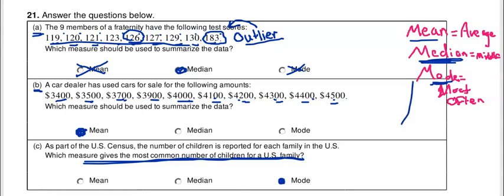So in this situation, the mode, or the one that happens most often, is exactly what they're asking for. So that would be the answer for that one. Okay, that's all for number 21.